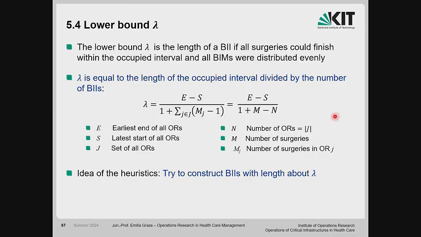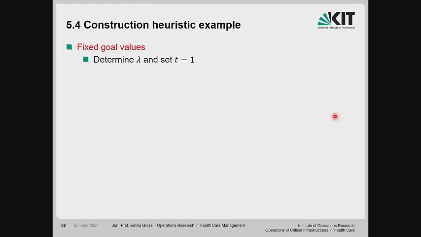Of course, if your lambda is 15 minutes, or 2 hours, and your minimum surgery duration is 2.5 hours, you cannot reach that. That's obvious, but as close as possible, that would be good. Okay, and I would like to show you the construction heuristic. So you have a fixed goal.